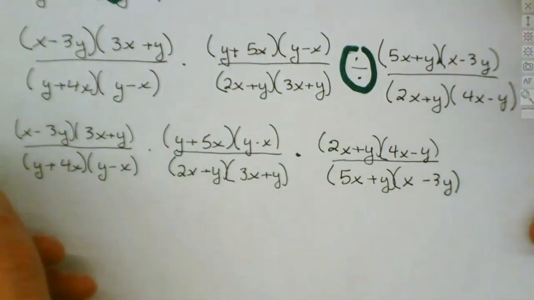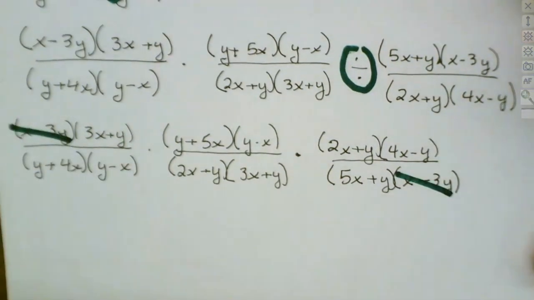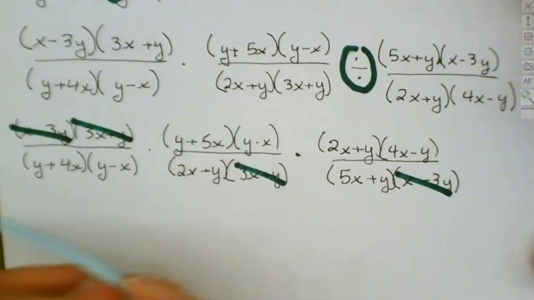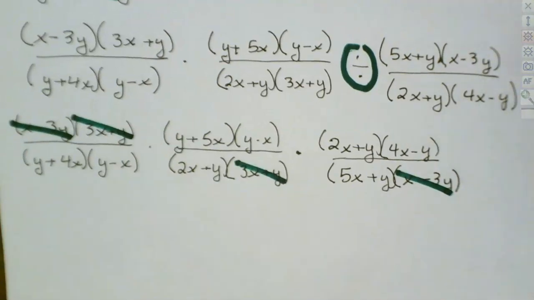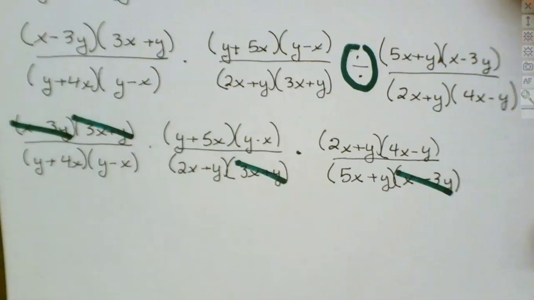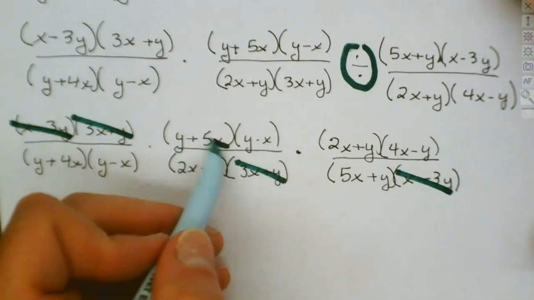So how about this x minus 3y? That can go with that. Then we have a 3x plus y. That can go with that, right? So those are okay there. And then we have a y plus 5x. Well, that's the same as that, just in a different order. So that can go.